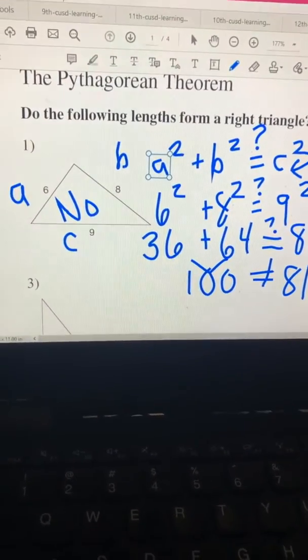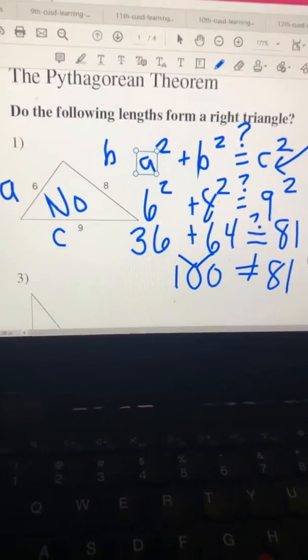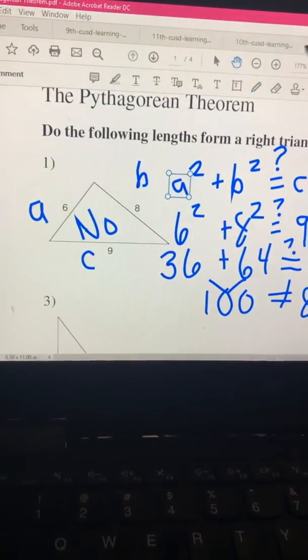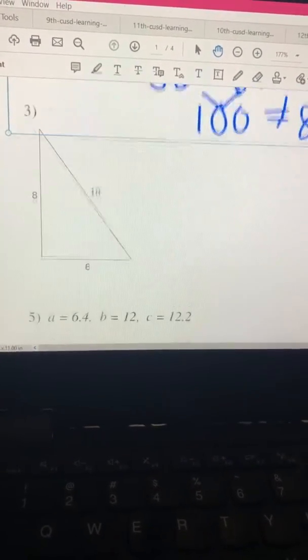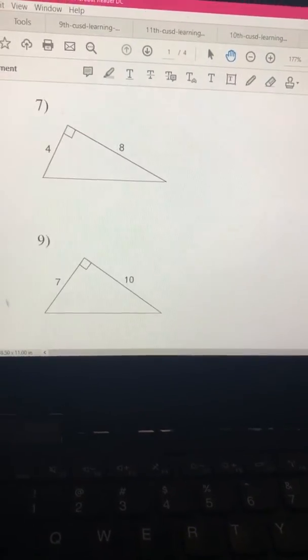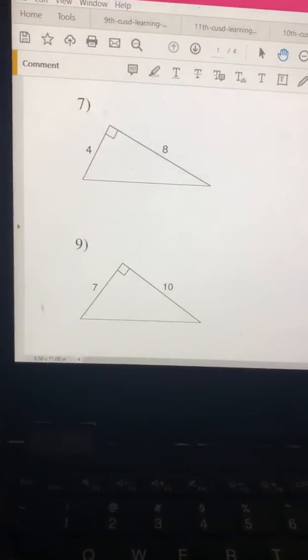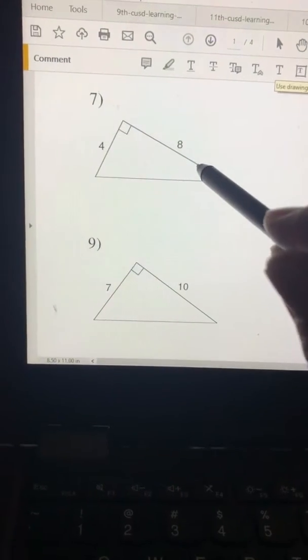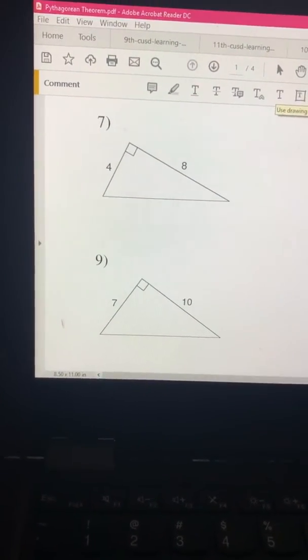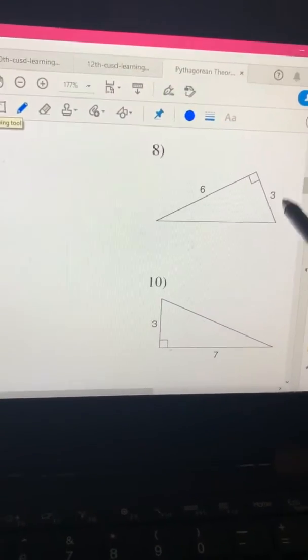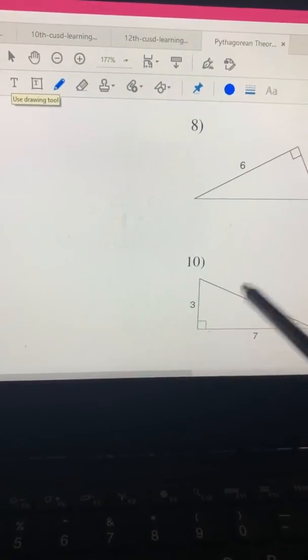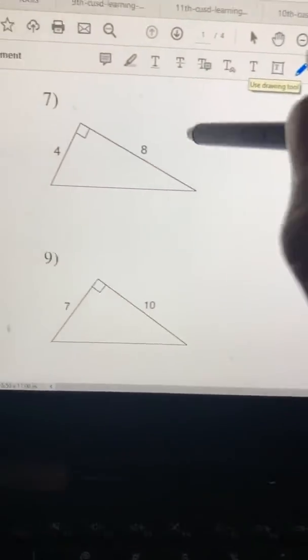All right, now I want to go ahead and do one of the examples from the bottom. Let me go ahead and do number 7 with you. For this one, you do need to find a missing length. And notice now that these all do have the right triangle indicator right there. That means that it's 90 degrees.